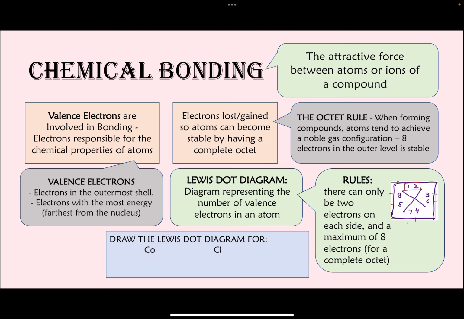So let's look at a few very quick examples. If I ask you to draw the Lewis dot diagram of cobalt and chlorine, for cobalt, if you look at your periodic table, you'll notice that cobalt has 2 valence electrons only, so that's going to be 2 electrons at the top because 1 and 2 are supposed to go at the top. And then chlorine has 7 valence electrons, so you're going to have 2 valence electrons at the top, and then we have 3rd, 4th, 5th, then we come back for the 6th, and then the 7th. So here's your Lewis dot diagram for chlorine.